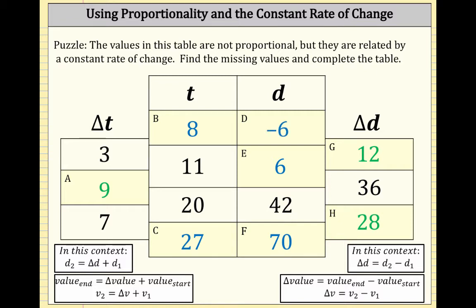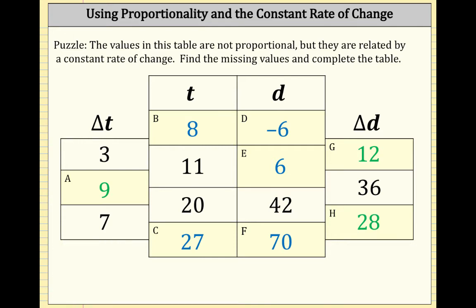As a way to check our work, what you could do is take 70 minus 42. That does give us 28. And if you take 6 minus a negative 6, that does give you a positive 12. So the process is correct. And so we have now completed the entire table. Using the ideas of proportionality and the constant rate of change, we were able to fill out all the information that was missing.